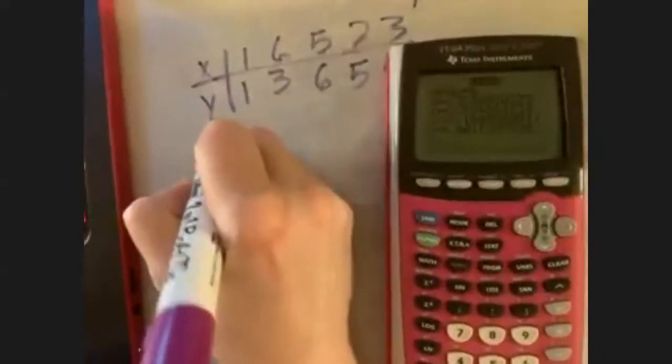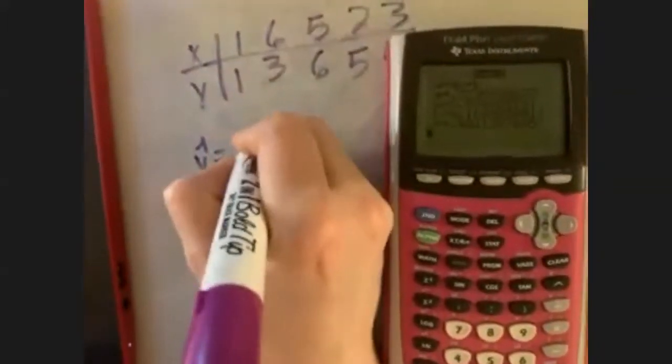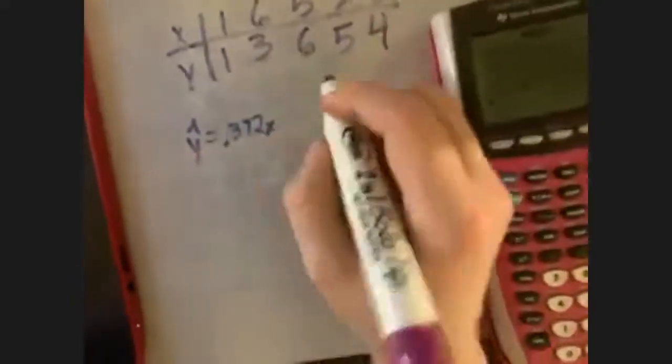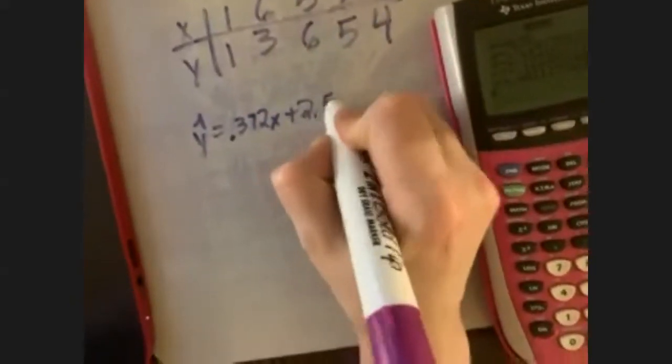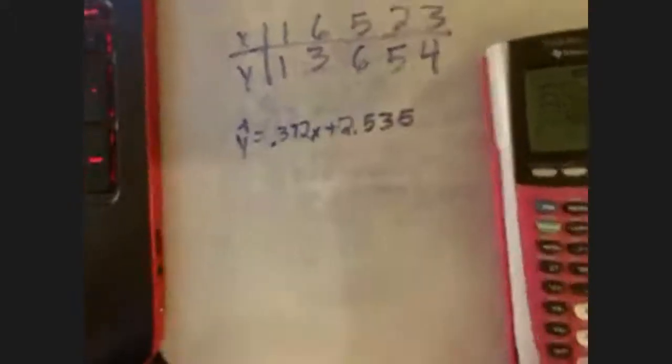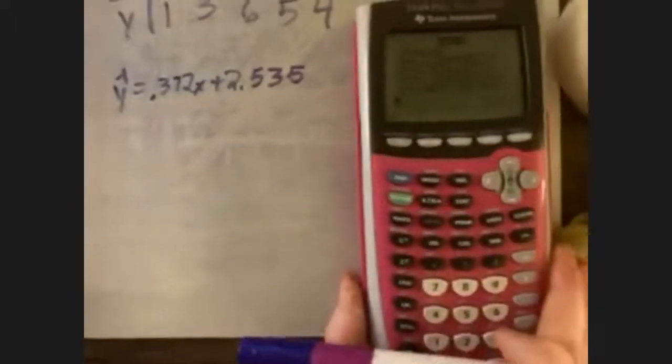So I'm going to bring this, hopefully it'll clear up here in just a second. So our A value was 37209. So I just did 372 and put an X behind it. And then B was 2.5348. So I went ahead and rounded that to 0.535.